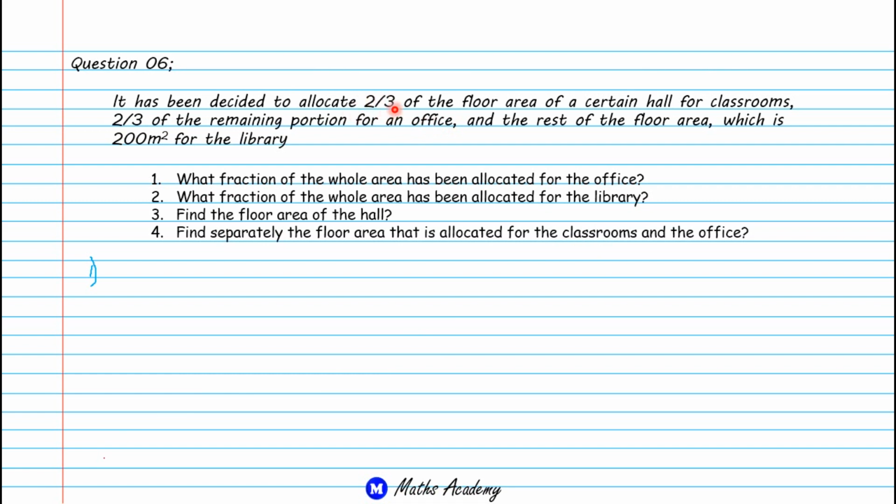So now we should find the remaining of this. So 3/3 minus 2/3 is the remaining, because 2/3 was allocated for the classrooms. So total 3/3, and out of that 2/3 was allocated for the classroom, and the remaining will be 1/3. From 1/3 you should multiply 2/3 to get the portion of an office. So let's do that.